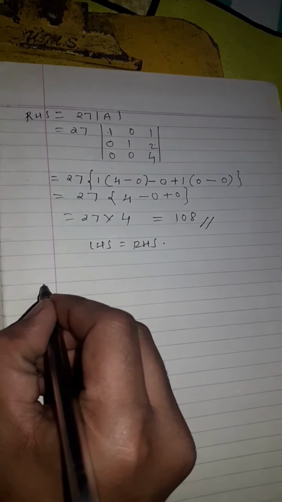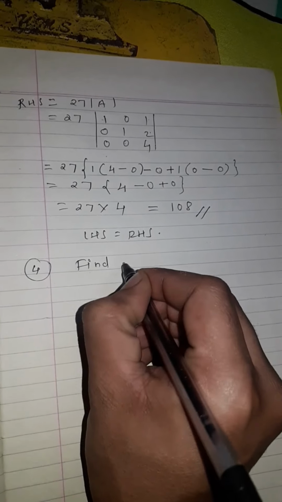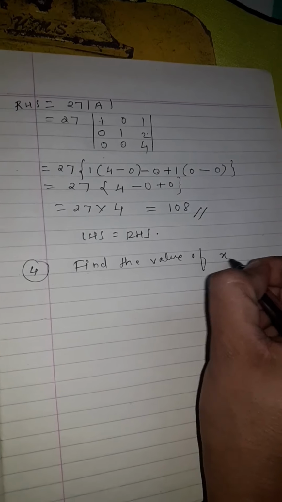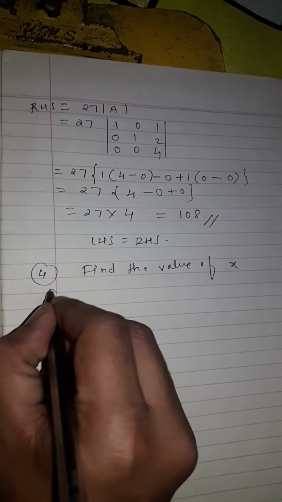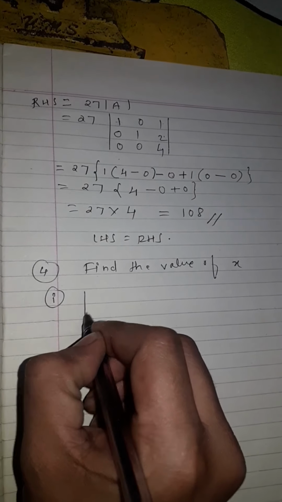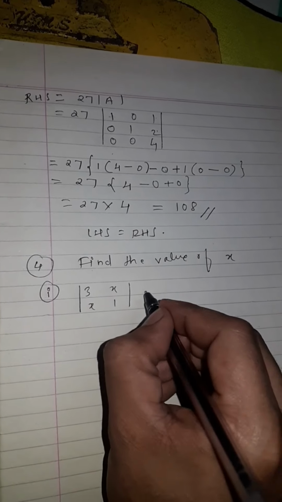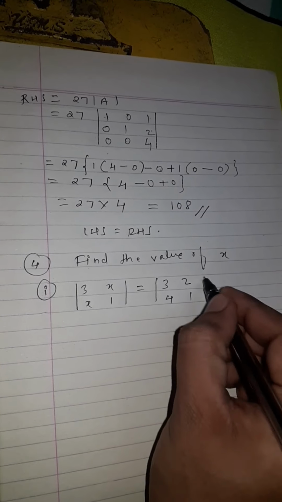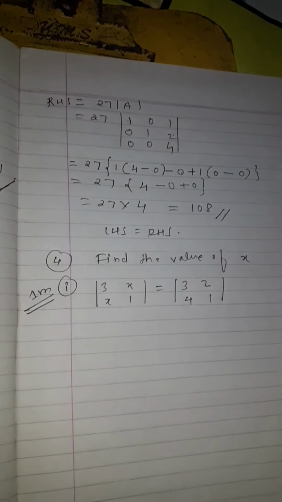Now next question, that is I think the fourth one. So what is this question? Find the value of x. In that first question I will solve. Determinant of 3 x, x 1, which is equal to 3 2, 4 1. So these examples are very important for 1 mark.